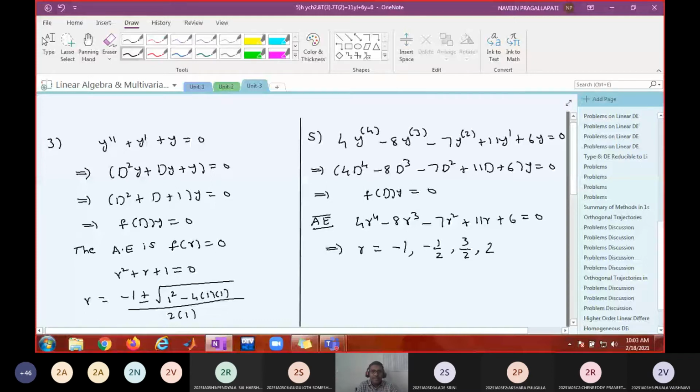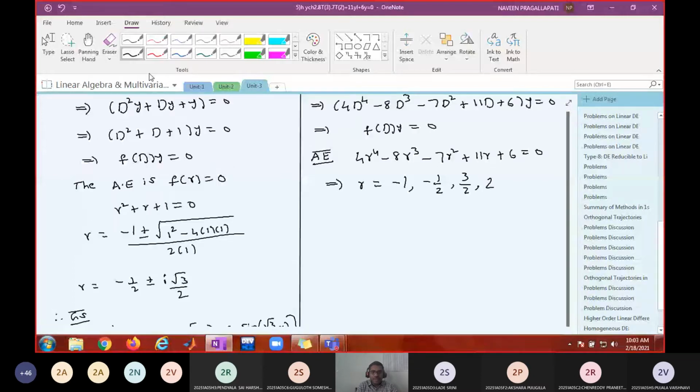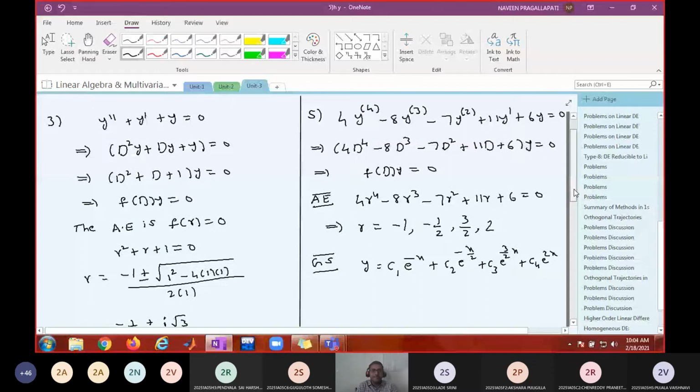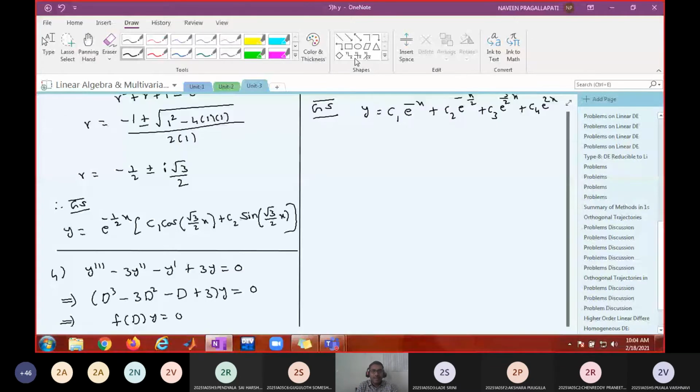Therefore, now what is your observation? All the roots are real and distinct. Therefore, the general solution is going to be simply y equal to c1 e power minus x, plus c2 e power minus x by 2, plus c3 e power 3 by 2 x, plus c4 e power 2x. We are doing so many problems because it is an integral part of solving non-homogeneous differential equation. So we should be able to do these problems well.